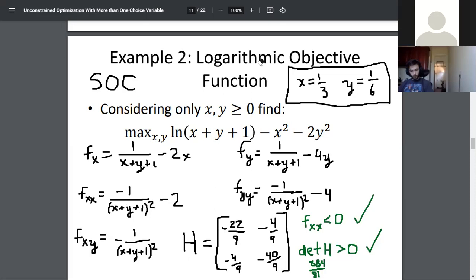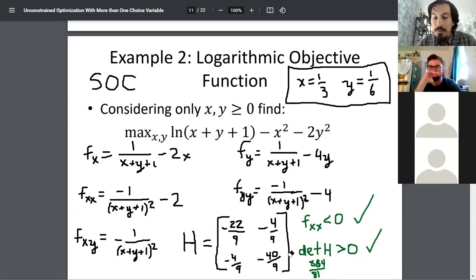I would think of this as sort of a bonus on a quiz or an exam. If you got this far with these green checks, I'm going to give you full credit on a problem like this. You used the first order conditions, you solved the system of equations, you found a potential solution for x and y, and then you used the second order conditions to check off both conditions.